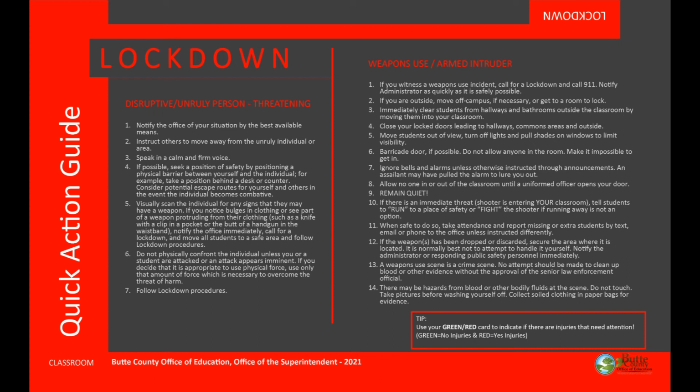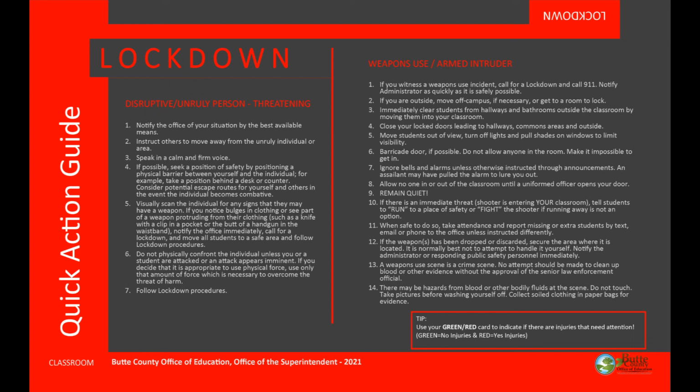For a disruptive or unruly person who is threatening, notify the office of your situation by the best available means. This could be sending someone to the office, calling the office, yelling for help, sending a note, sending a text, using Catapult EMS, etc. Instruct others to move away from the individual or the area. This can be accomplished by instructing your class to go to the office. Keep a calm demeanor and speak in a calm and firm voice. If possible, seek a position of safety by positioning a physical barrier between yourself and the individual. For example, take a position behind a desk or a counter.